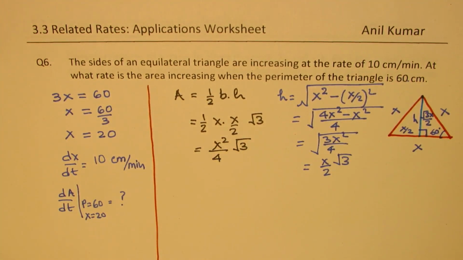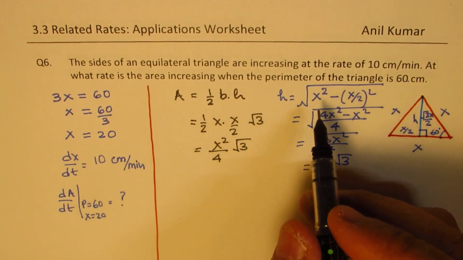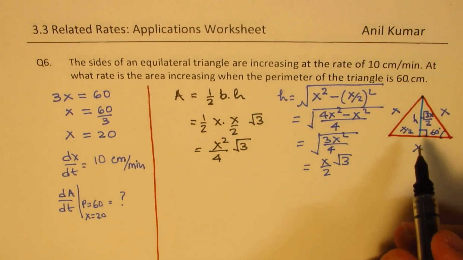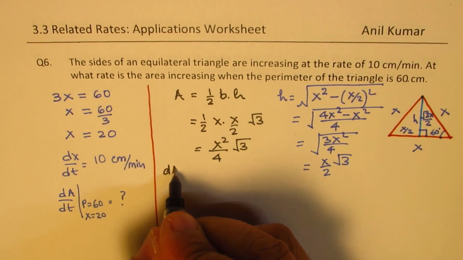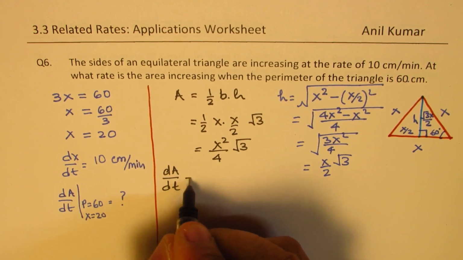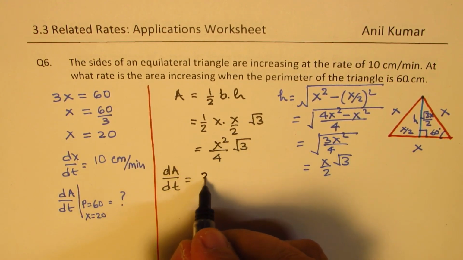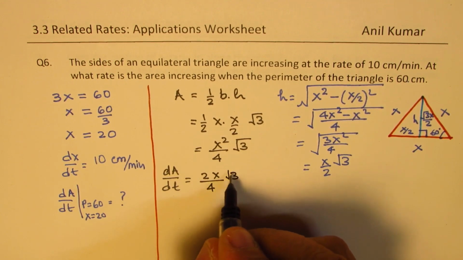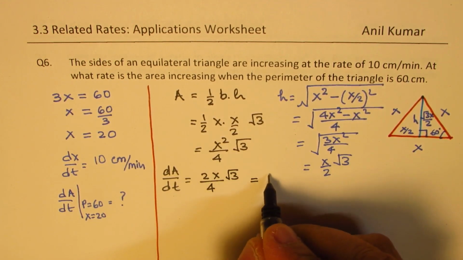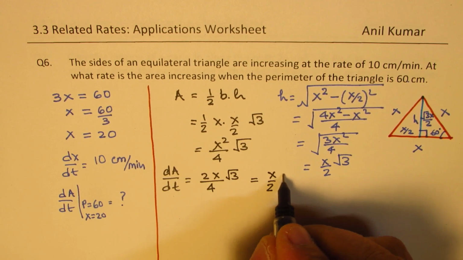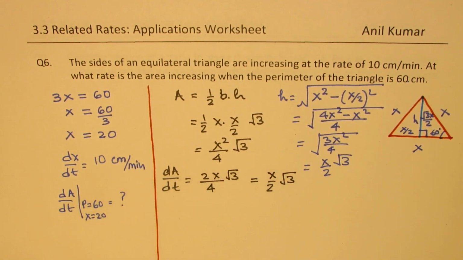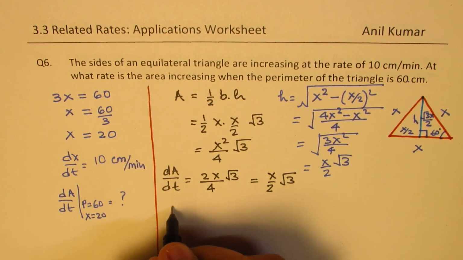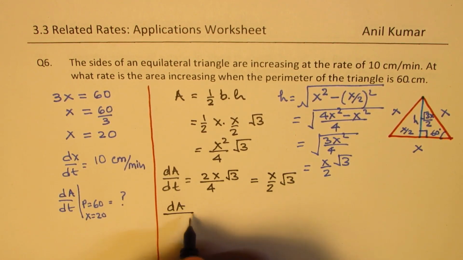if the sides are x units. Perfect. Now we need to find change in area with time. So we say dA/dt is equal to, derivative of this is 2x over, we have this number 4 square root 3, which is x by 2 square root 3. Is that clear to you? So that becomes the rate, and now we need to find what is this rate of change when x is 20. So let's substitute 20 now for x.